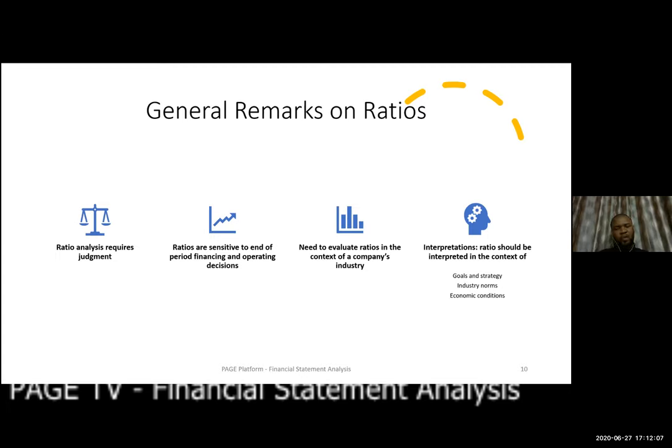While they are useful tools, we should also know that they are not cast in stone. So you need to apply judgment while using a ratio. Second, they are also sensitive to end of the period reporting. So what those numbers are telling you may probably not be what it is, especially for the balance sheet, because the balance sheet just captures events at the end of the year, just that 31st. Every other day within the reporting period, you won't be able to have insight on them. So you should bear that in mind too.